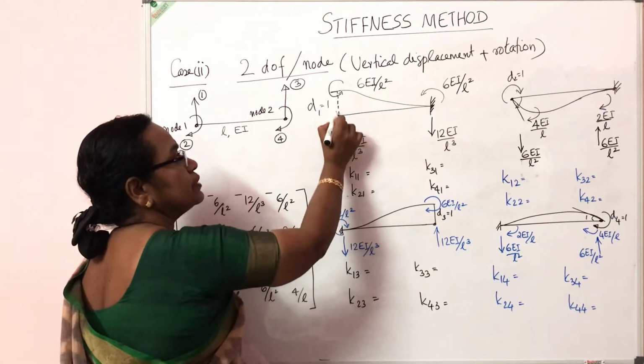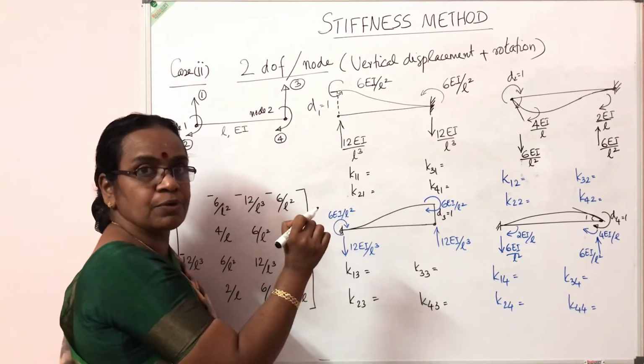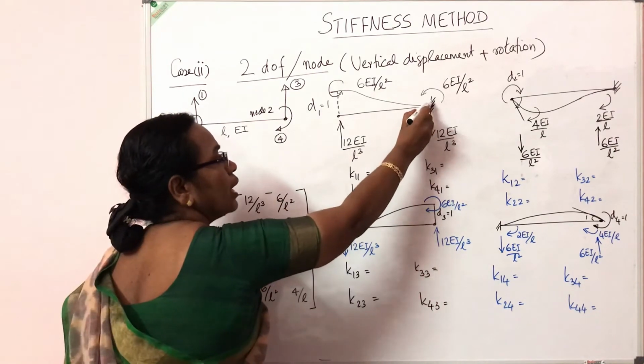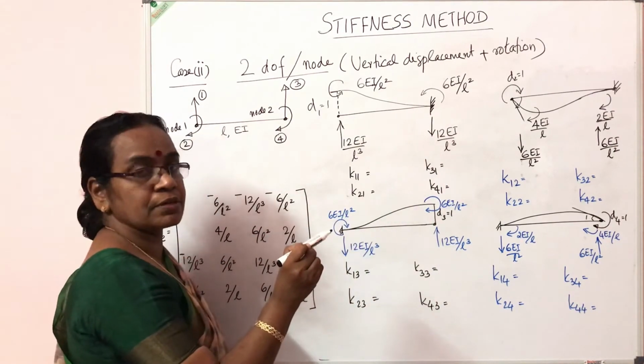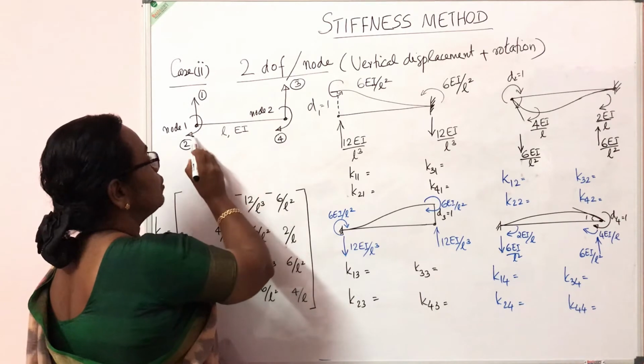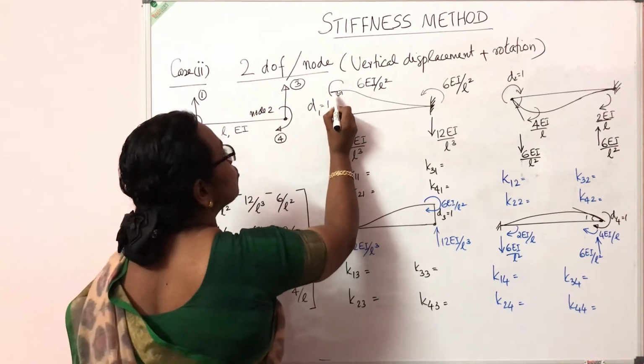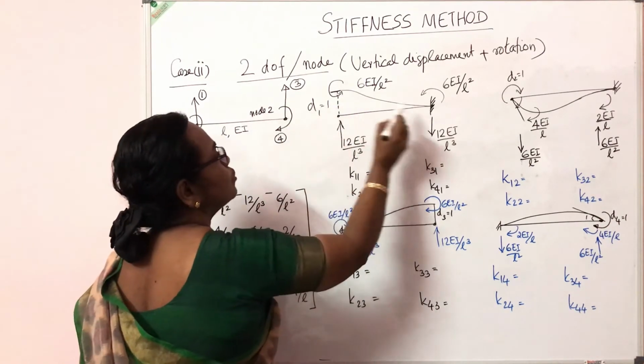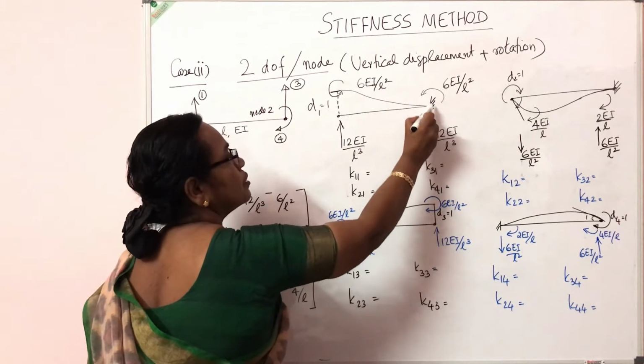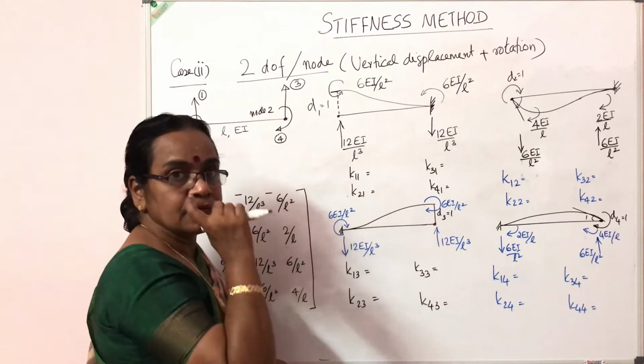Unit vertical displacement in coordinate direction 1. d1 equals 1. And at that time, you arrest all other displacements. That means when you apply d1 equals 1, d2 should be 0. So there's a slope here, it is 0. d3 should be 0, d4 should be 0. So it is a fixed end slope and deflection will be 0.